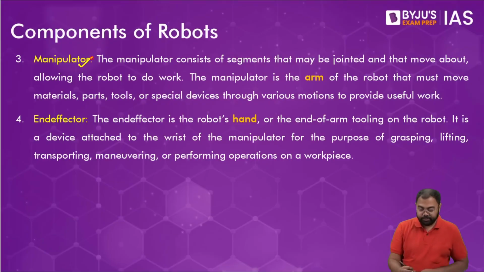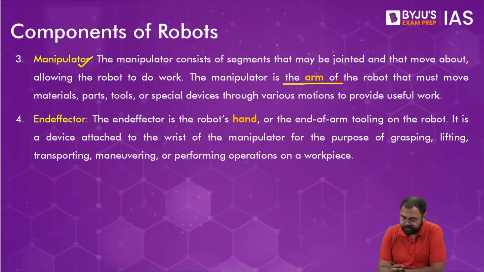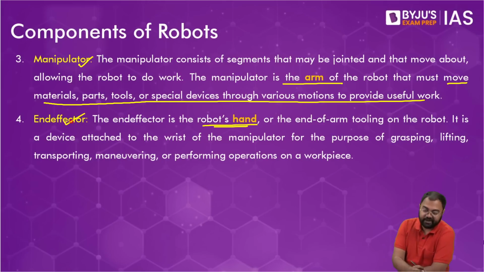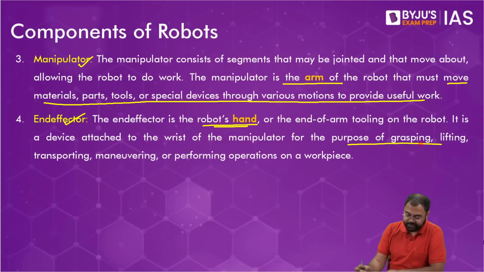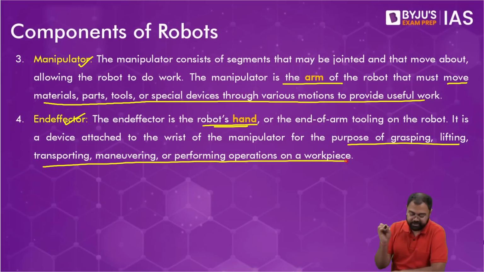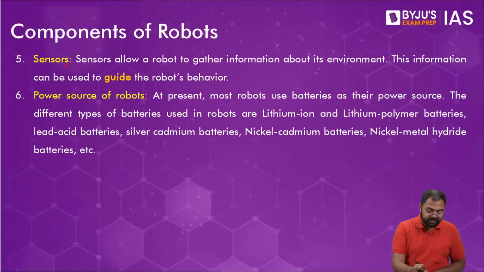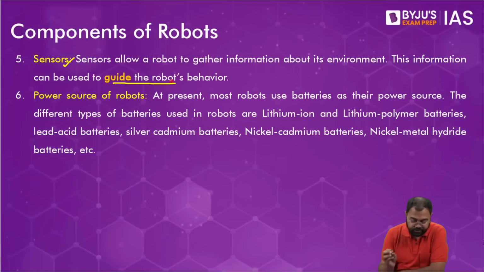Then we have the manipulators, which are like the arms of the robot, and they help in movement of materials, parts, tools, or special devices through various motions to provide useful work. Then we have the hand of the robot, called the end effector, and grasping, lifting, transporting, maneuvering, performing operations, all these things are done by the end effector. And then, as we discussed, we have sensors, which are like the guides to the robot's behavior. These are like our sense organs, and they have a very similar role as the sense organs in our body.